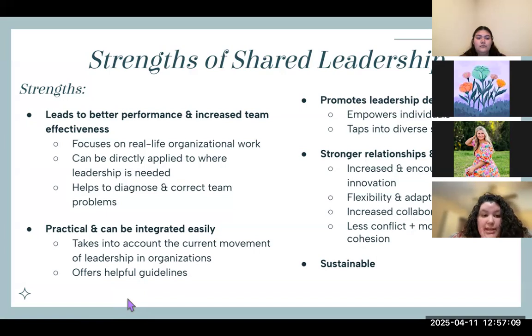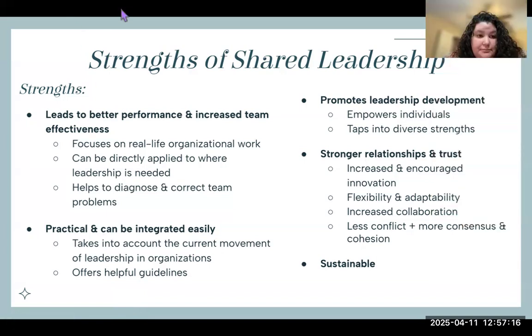When leadership is shared amongst the different coworkers or team members, we get to see that different people have different strengths and weaknesses, and it broadens that horizon and allows people to step up, so the company knows how things are going a bit better, and you can more easily correct and fix problems amongst the team. Shared leadership is also really practical. It can be integrated pretty easily into most companies, not necessarily all, but into most.